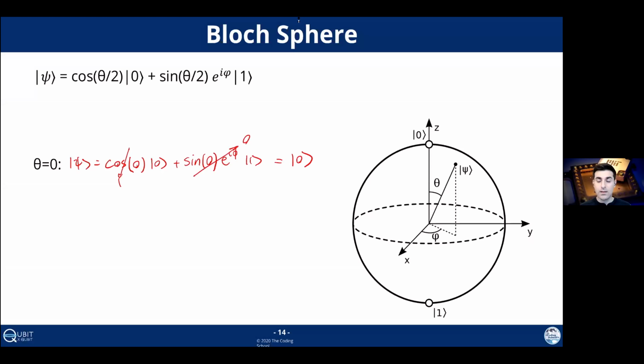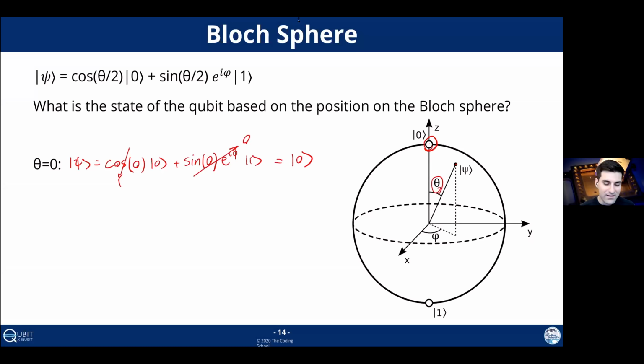And now let's look at this on the Bloch sphere. So if this angle theta is equal to 0, then my state psi is at the North Pole, correct? It's over here. And the North Pole of the Bloch sphere is the 0 state. So everything should make sense, hopefully. Now, okay, the animation is a little off.